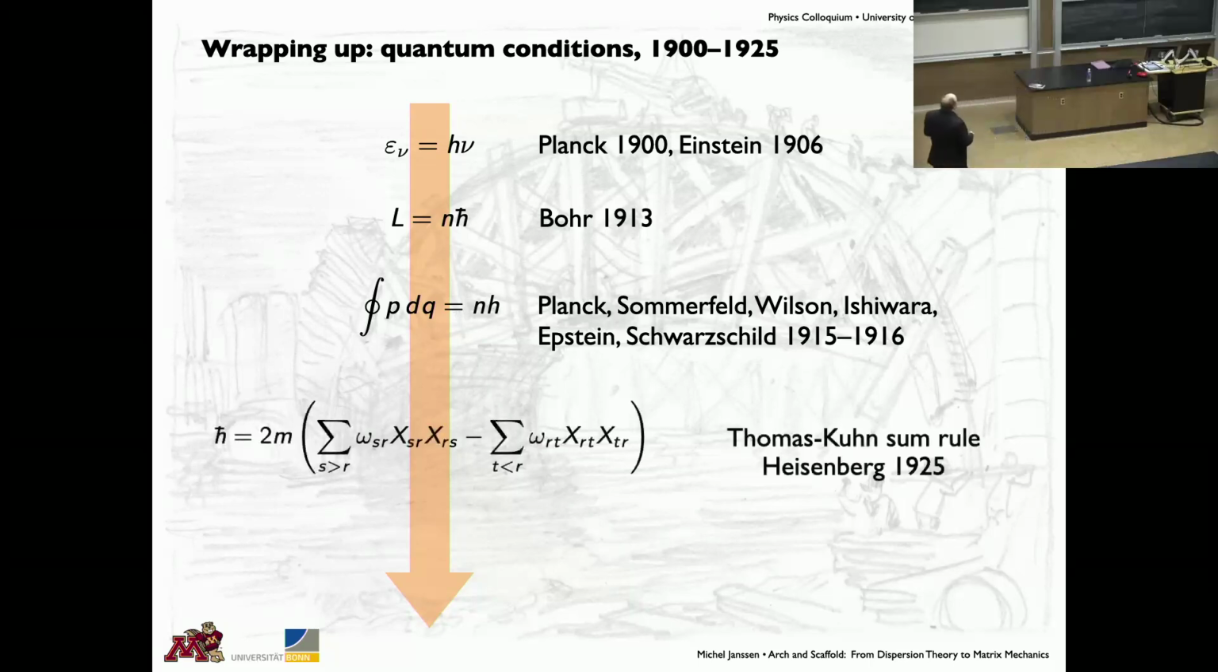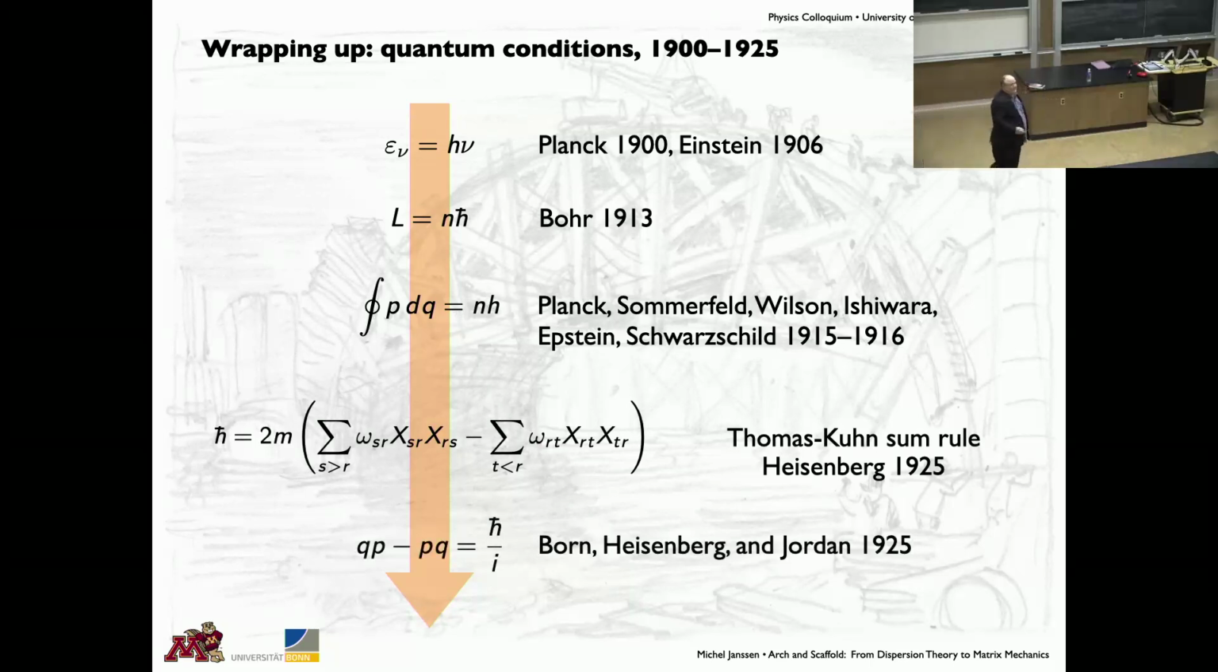And so then Heisenberg takes that and turns it into the Thomas-Kuhn sum rule, and then Born, Heisenberg, and Jordan produce the commutator, and voila. Thank you.